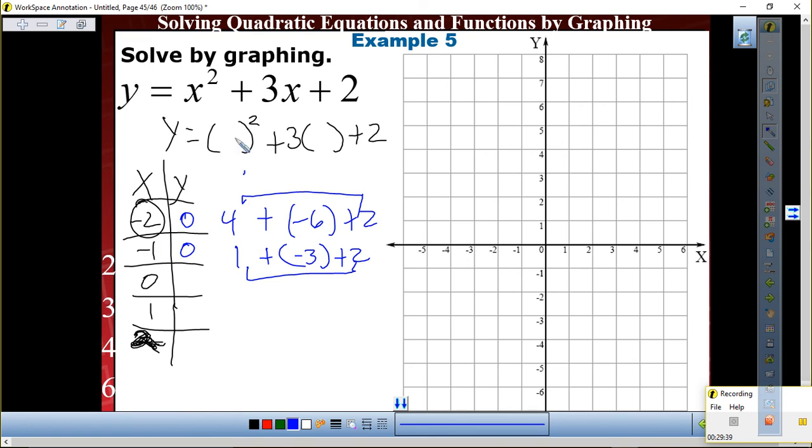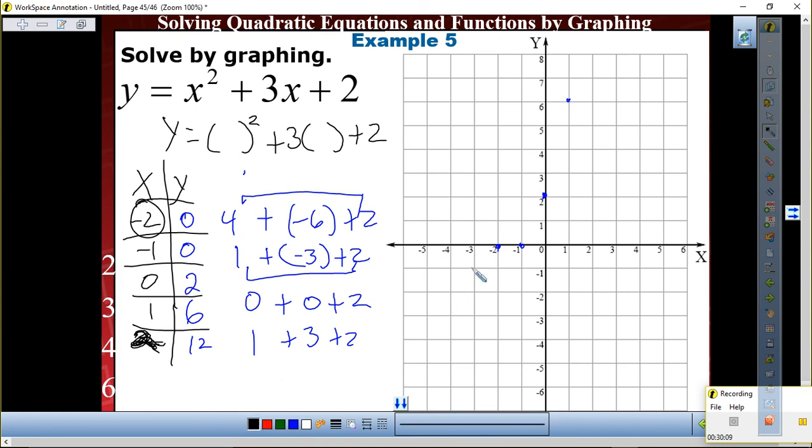What is 0 squared? 0. 3 times 0? Plus 2. What is this? 2. Last one. 1 squared. 1. 3 times 1. 3. Plus 2. That is 6. And the other one is 12. All right. Negative 2, 0. Negative 1, 0. 0, 2. 1, 6, and the other one doesn't fit.